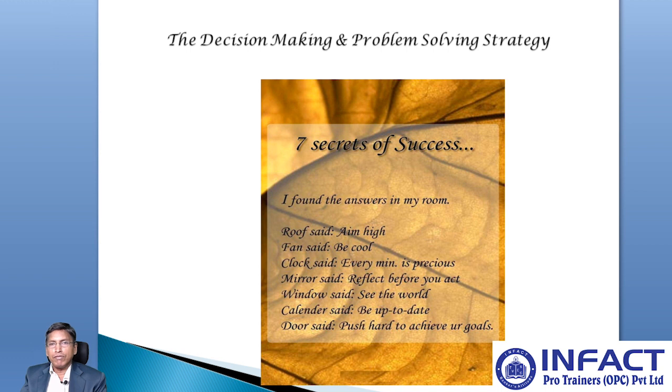So roof is always at the top and it is saying aim high, and the fan is one that provides coolness. So how patient you will be to arrive at a decision, that is what it means here. And clock, it is trying to show the time and how much time you are going to spend for decision making, which is a valid point.